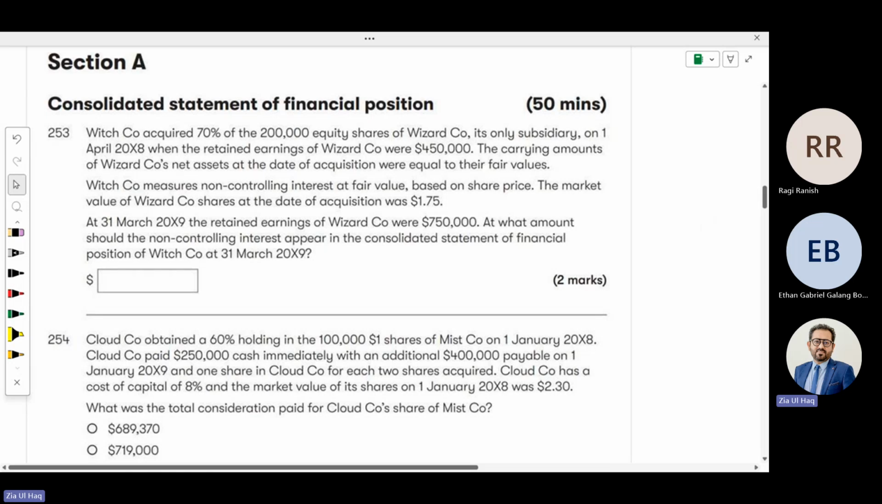Now moving towards some difficult short questions. By covering these, the consolidation balance sheet part is completed. 253, good luck everybody. You need to perform the calculation. You need to find the figure.